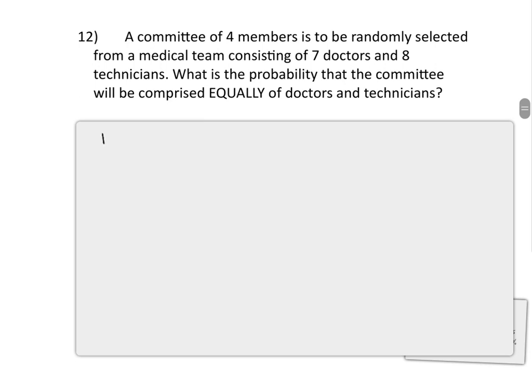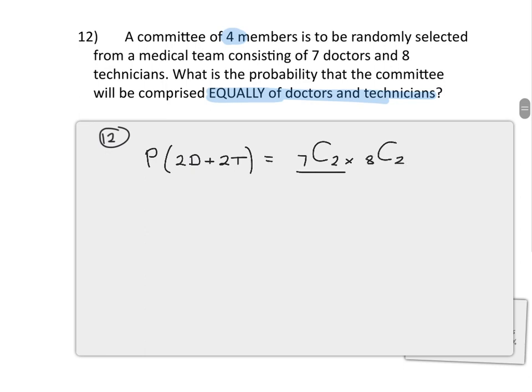Okay, question 12, we're choosing a committee. It's quite interesting, this question, because it talks about an equal number of doctors and technicians. That we're taking 4 people, that means we must take 2 of each. So we want to find the probability that the committee has 2 doctors and 2 technicians. Well, we know there's 7 doctors, so we're going to choose 2 of them. So 7 choose 2. And, which means multiplication, we've got 8 technicians, and we're going to choose 2. That's how we choose a committee of 2 doctors and 2 technicians.